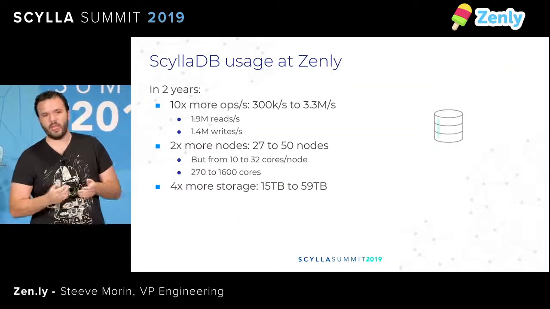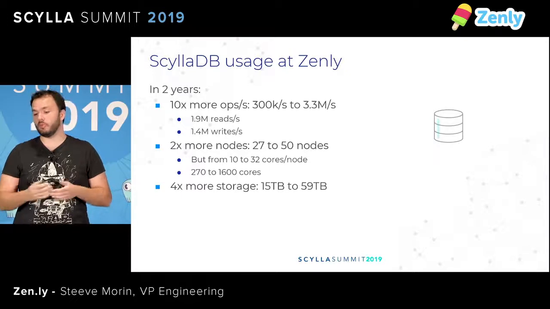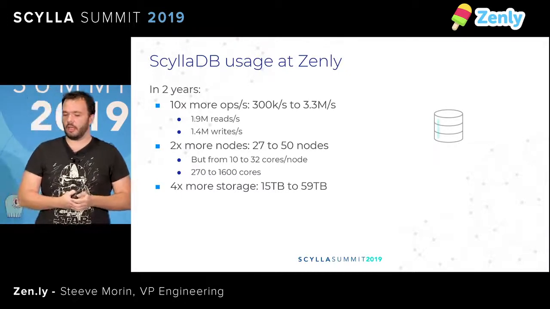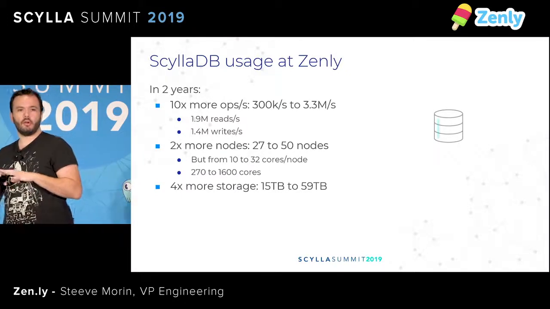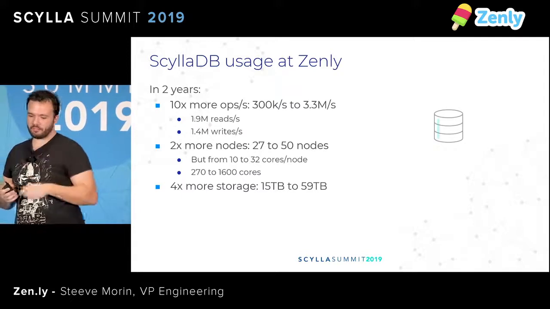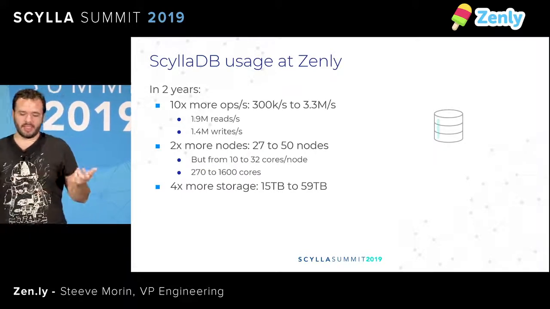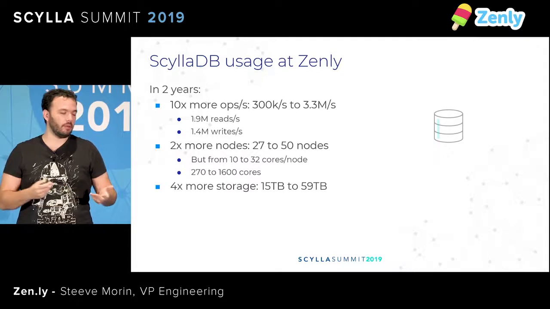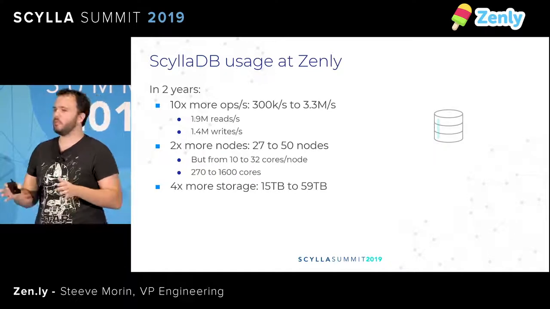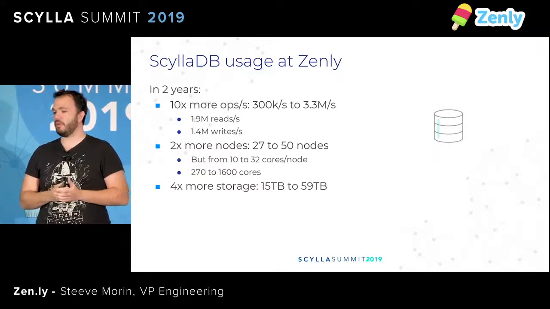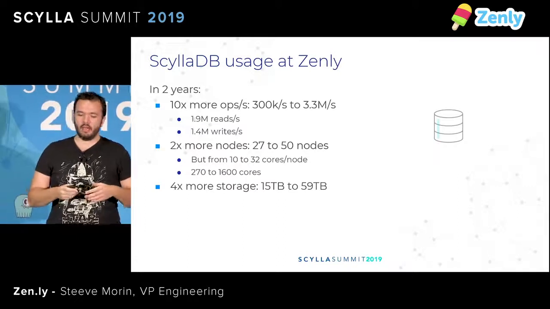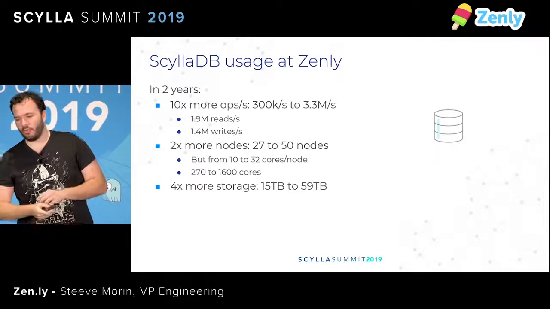We had a 10x increase in operations on Scylla. So these numbers are for all replicas, but we scaled quite a bit. We went from around 270 nodes to 1,600. And we scaled the storage quite a bit as well, 4 times.